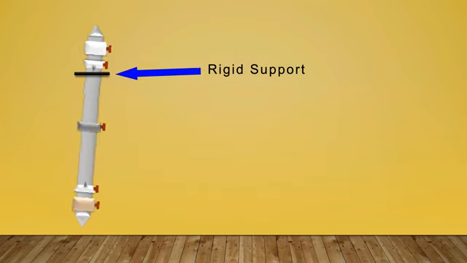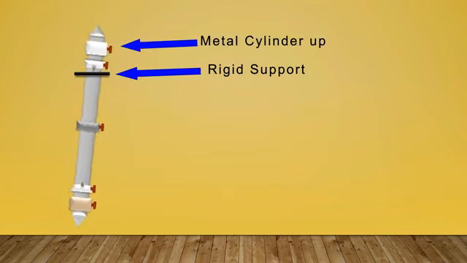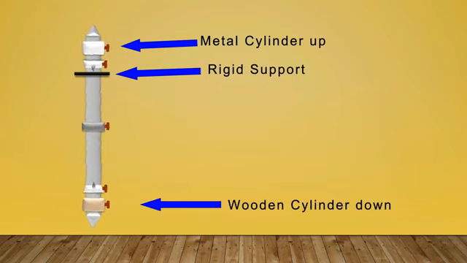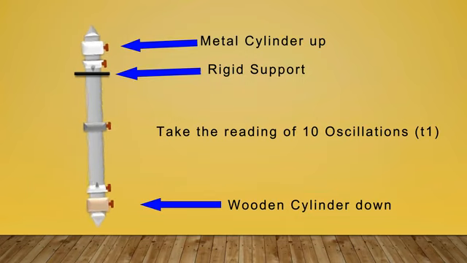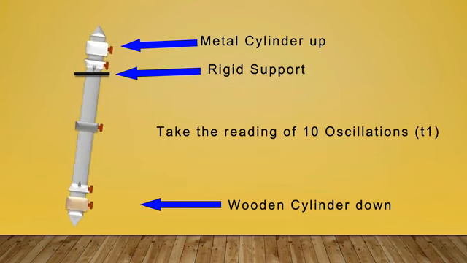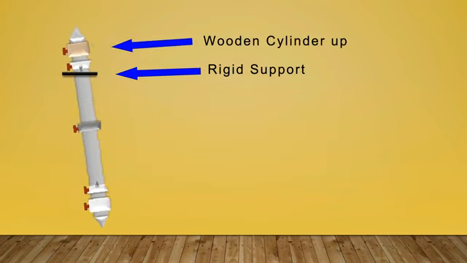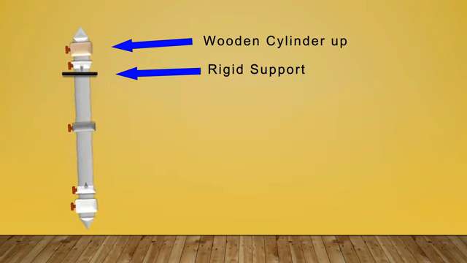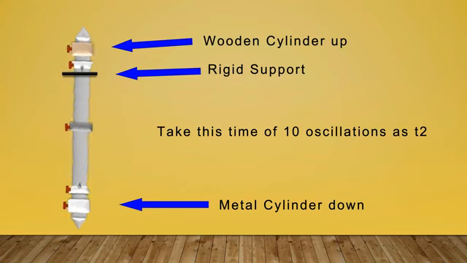Now you can hang this Kater's pendulum on a rigid support and observe the time for 10 oscillations. First of all, keep the metal cylinder upside and wooden cylinder downside and take the reading of 10 oscillations. Call it T1. Now turn this Kater's pendulum upside down. When the wooden cylinder is upside and metal cylinder is downside, take this time of 10 oscillations as T2.